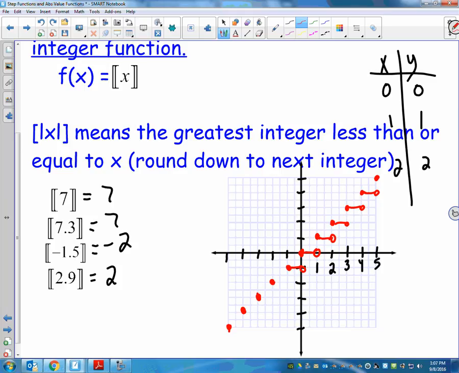Here, and we'll have an open circle. Here, and have an open circle. Here, and have an open circle. Here, and have an open circle. Here, and have an open circle.